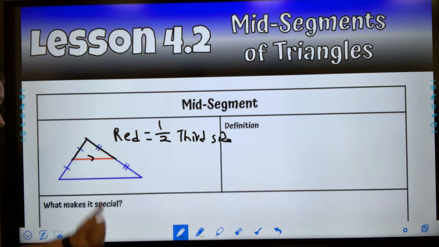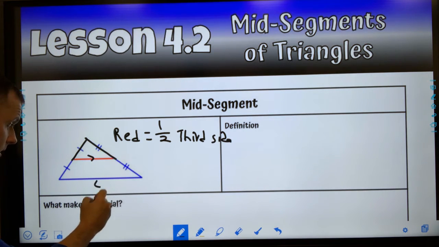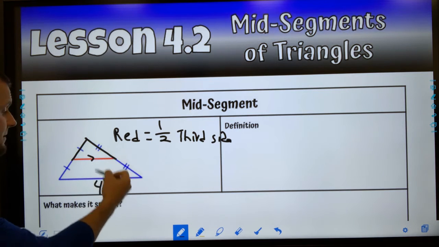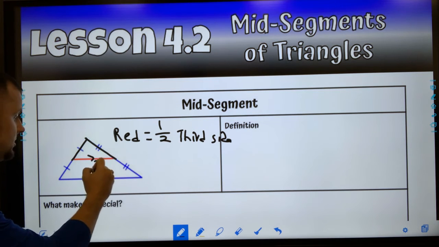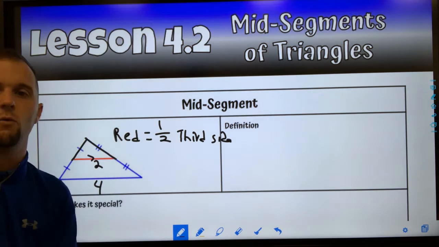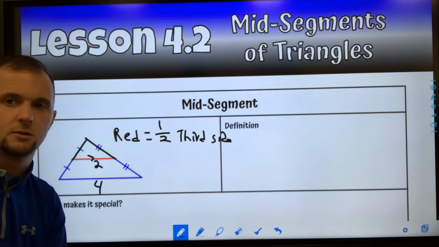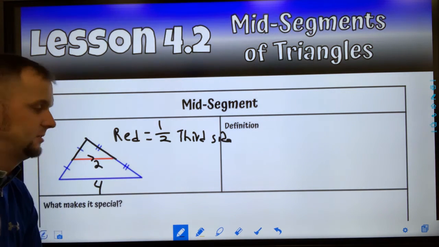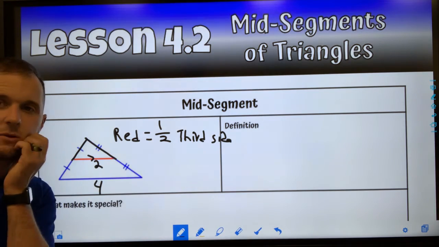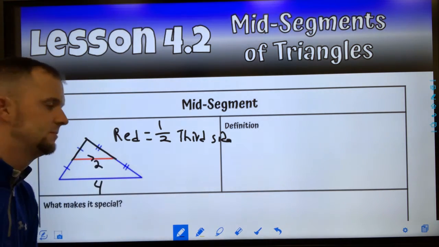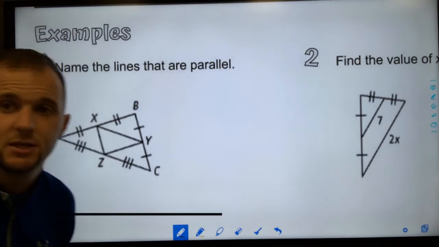So if this blue side is 4, all I have to do to find the measure of the red line is divide by 2. So this would end up being 2. And that's how that works. That's what makes a mid-segment so special and helps us to solve problems here. So let's jump over to our examples, and we're going to use this information to help solve some problems. All right, guys, let's look at example number 1.